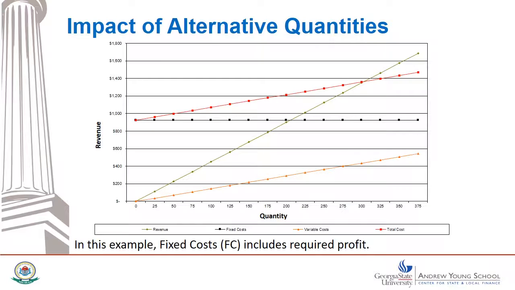The red and green lines cross at 304, or the break-even point that will also make for us our required profit target of 400.